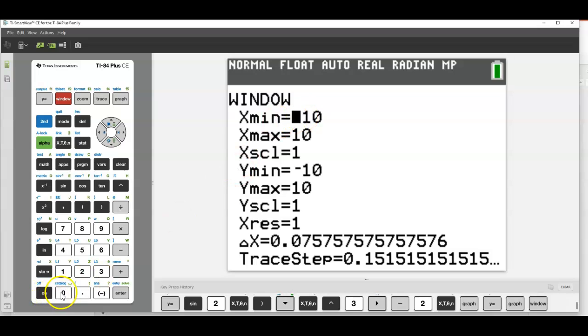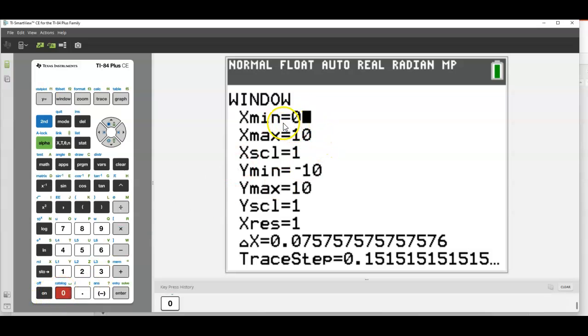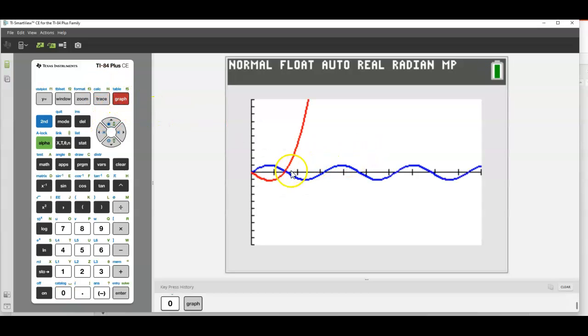I don't need to see anything to the left of 0, so I'm going to have my x minimum be 0. And when I look at the graph here, I really only want to find where they're intersecting, which is this little bubble here. So I'm only going to go up to maybe x equals 2. And as for the y values, I really only need to go up to y equals 2 and maybe y equals -2.